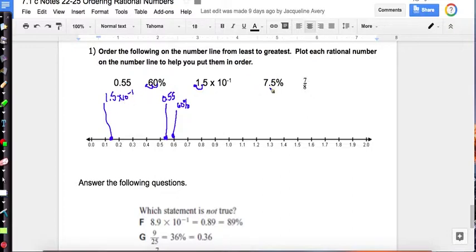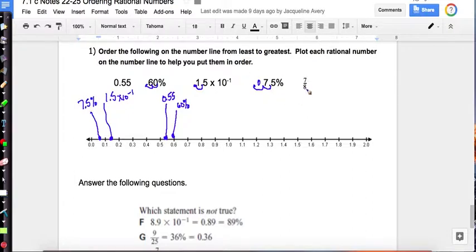And we have 7 and 5 tenths percent, which would go 1, 2 to the left. So this would be 0.075. So that's less than 0.1, so it would go right about here. Not quite 1/2. Okay, so that's 7.5%.